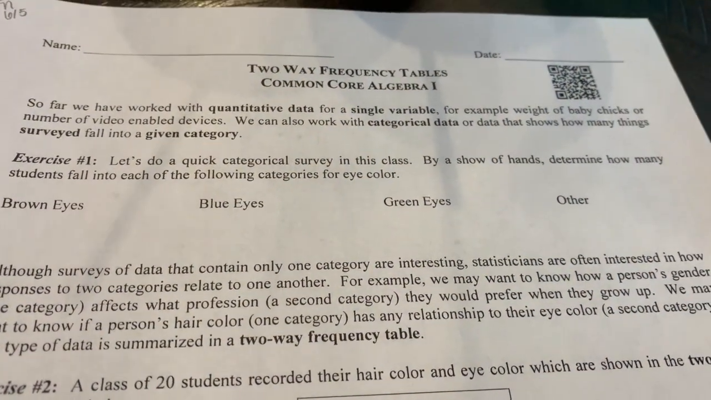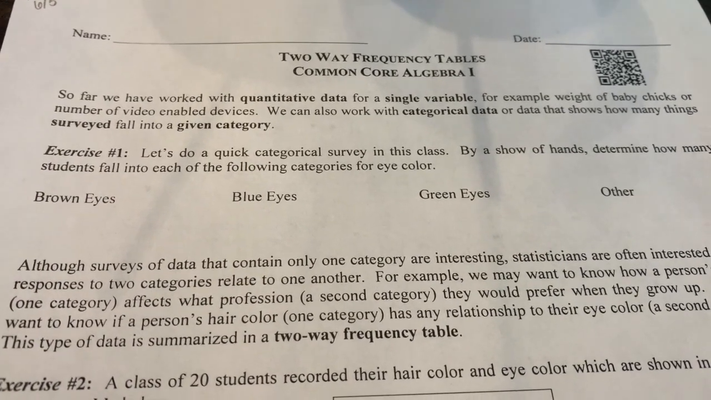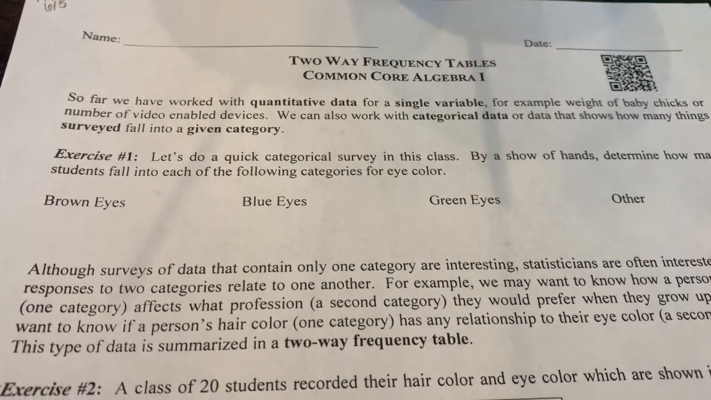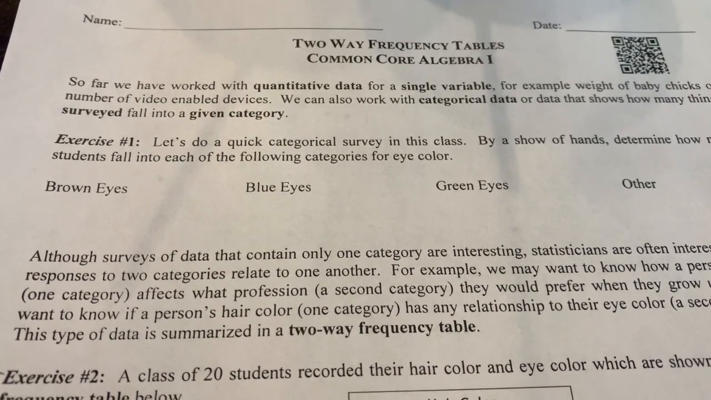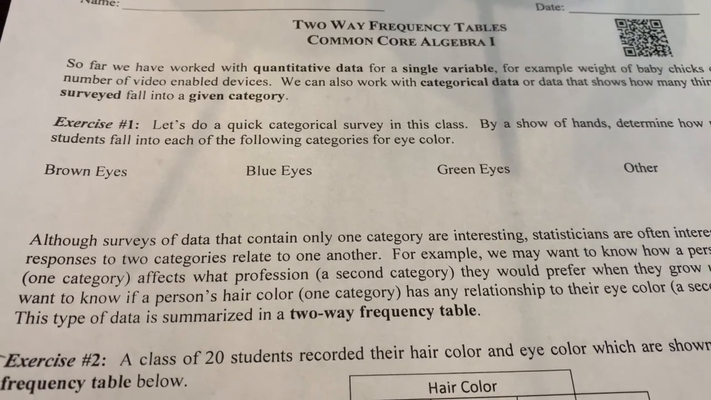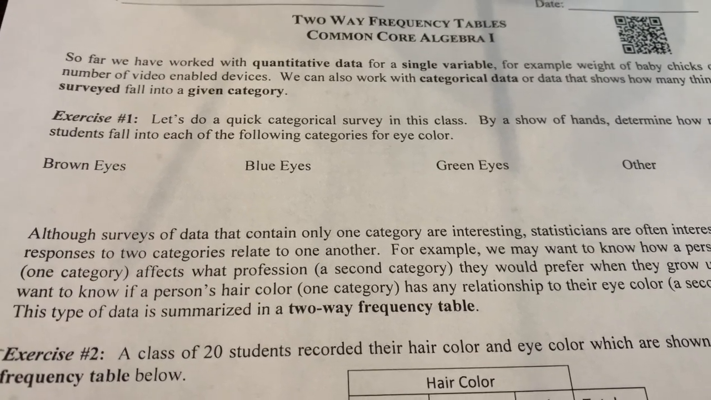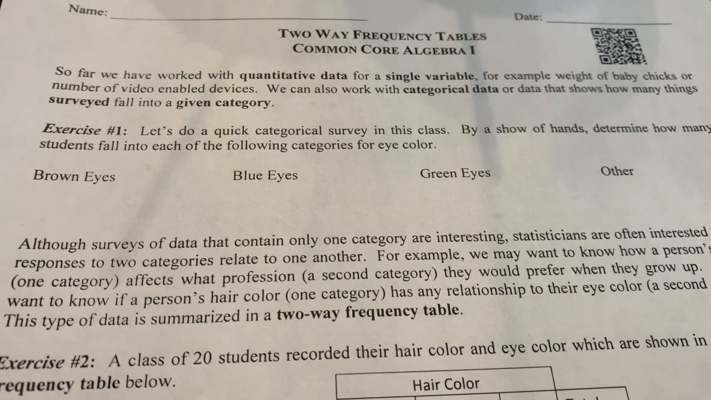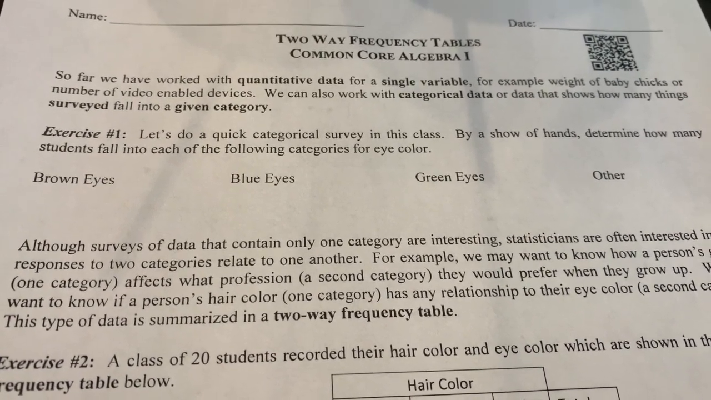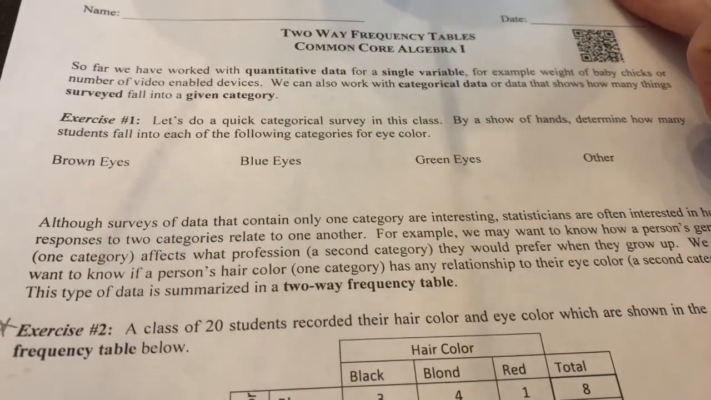So far we've worked with quantitative data for a single variable, which means numbers, weights, measurements. Like we did the weight of the baby chicks, we did grades on a test, etc. But we can also work with something that's called categorical data, which we did spend a little time on in 7th grade, deciding whether something was a category or whether it was a numerical measurement. So categorical data is data that shows how many things surveyed fall into a given category. So things that can't necessarily be measured by numbers.